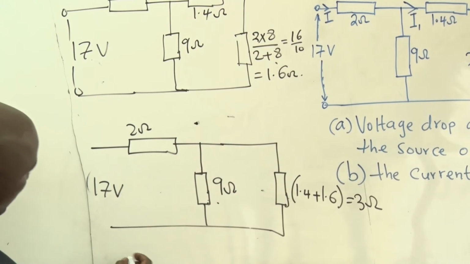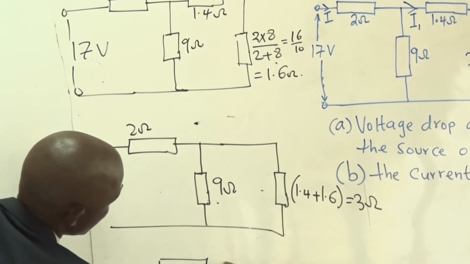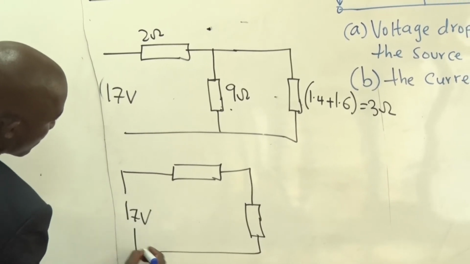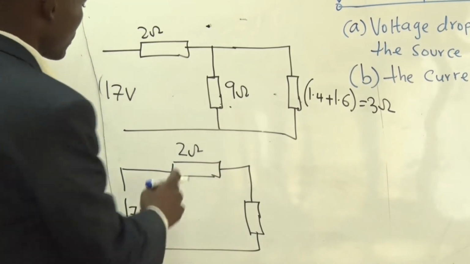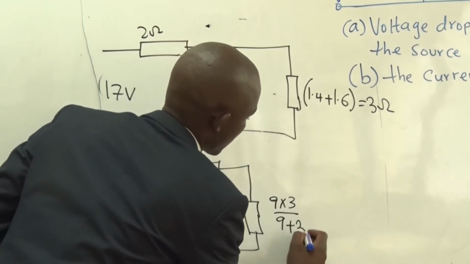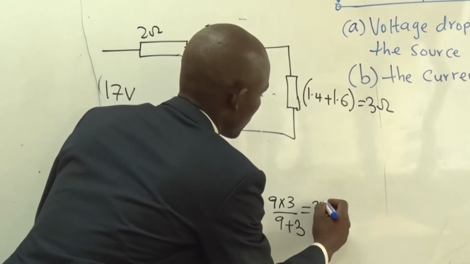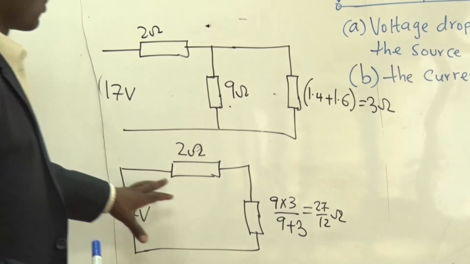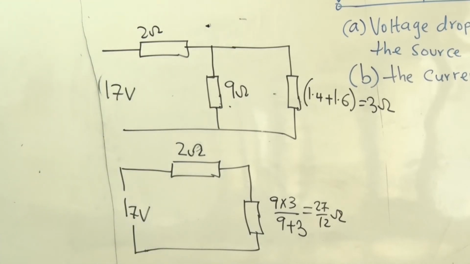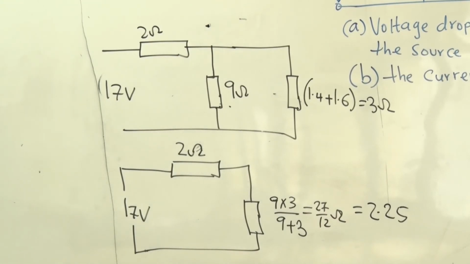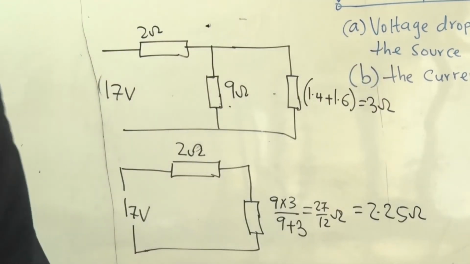So we can reduce the circuit further and redraw this. This is 2 ohms. So this will be 9 times 3 all over 9 plus 3. This will be the same as 27 all over 12 ohms. Remember now, we have compressed the circuit into a series circuit. This circuit is now a series connection, as you can see it. And if you do your calculation, this becomes 2.25 ohms as the resistance for this.